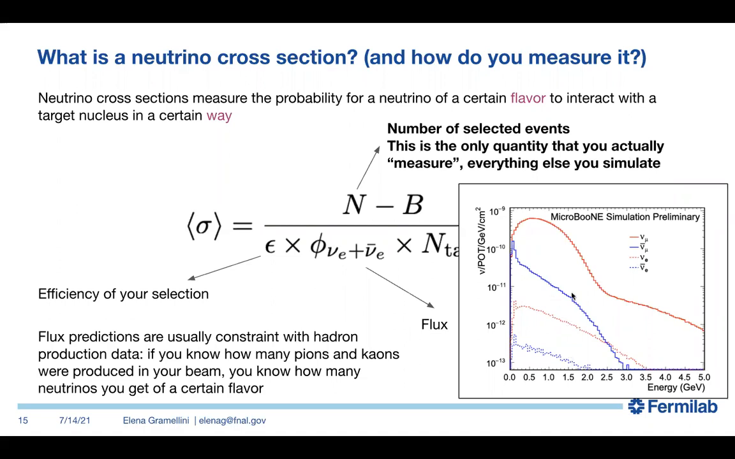Again, understanding how well you know your uncertainty on the flux prediction: these are usually constrained with what is called hadron production data, which is basically separate experiments that were done quite in the past, that studied the pions and kaon interactions in the materials that you construct your neutrino beam with, like beryllium. Because if your kaons and pions get eaten in some sense, they are not going to decay, and so they're not going to give you your neutrinos.